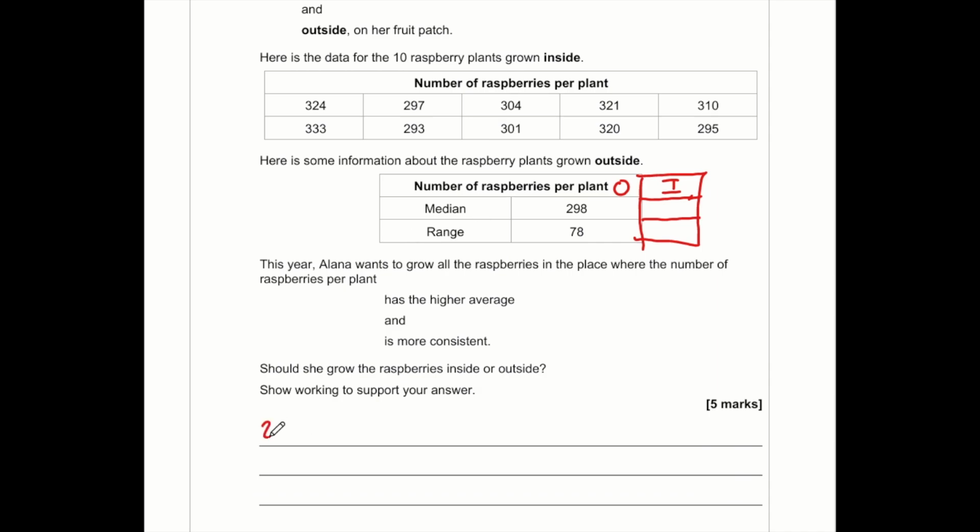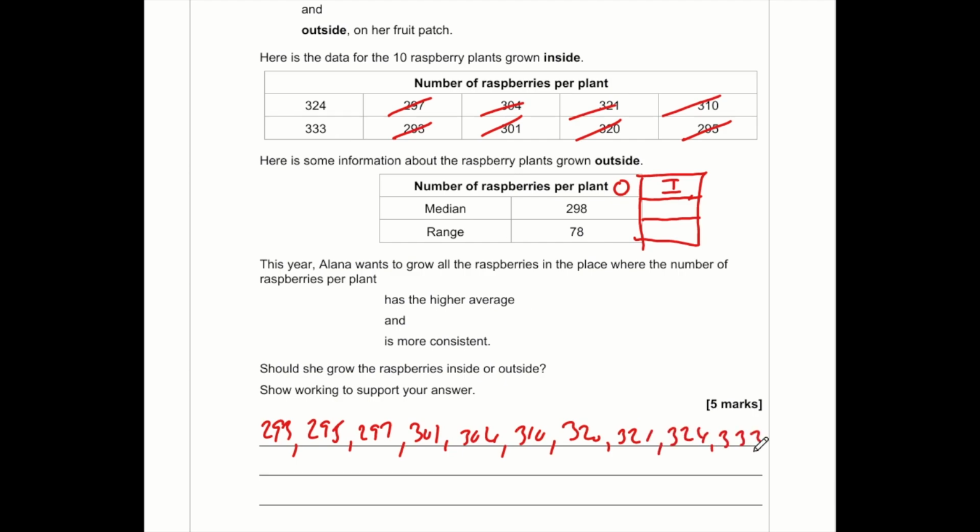So it goes 293, that's the lowest value, then 295, 297, then I think it's 301, 304. Next smallest is 310, then 320, 321, and then 324 and 333. It says there's 10. Let's just check I've got 10. 1, 2, 3, 4, 5, 6, 7, 8, 9, 10.